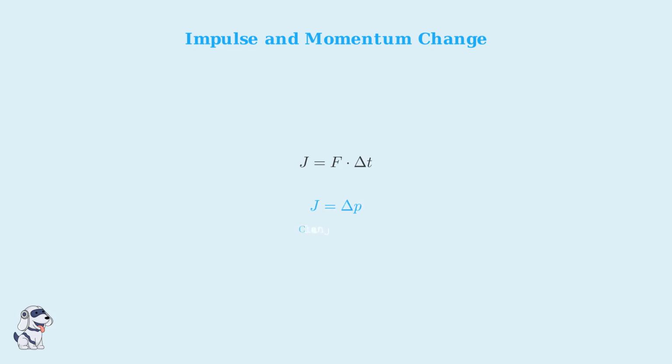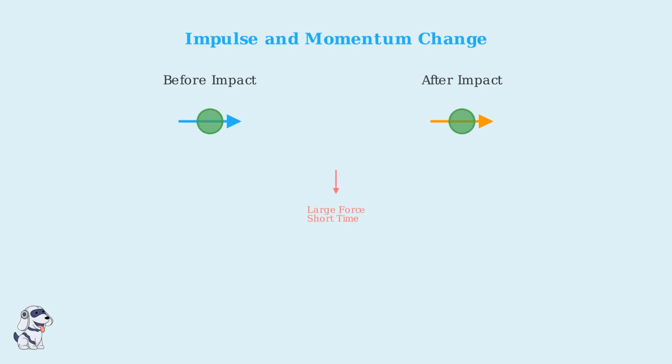Since impulse equals F times delta t and change in momentum equals mass times change in velocity, we can write the complete relationship. This gives us F times delta t equals m times delta v, where delta v is the change in velocity. Let's see this in action with a visual demonstration of how force and time affect momentum change. Here we see an object before and after an impact. The momentum vector changes both in magnitude and direction due to the impulse.